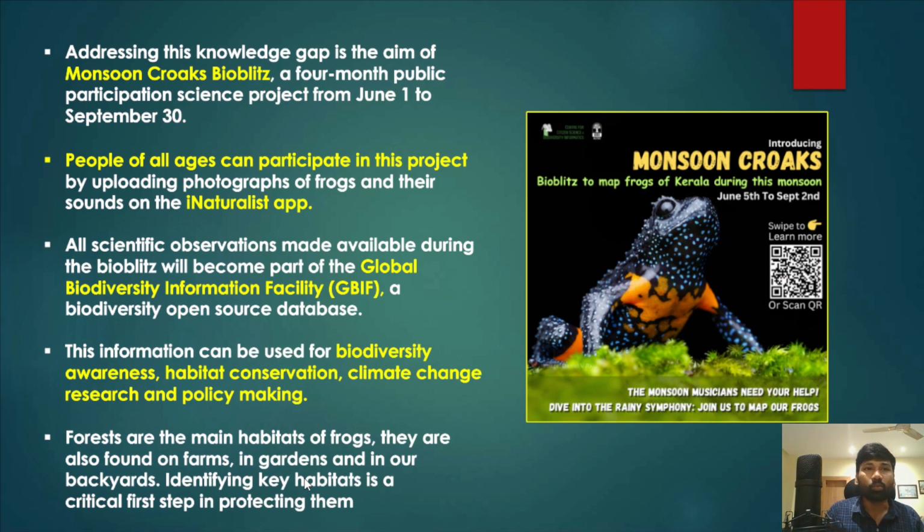Right. So this Monsoon Croaks BioBlitz is essentially aimed at bridging the existing knowledge gaps with respect to the existence of different frog species. Okay, and this is a four-month-long participatory science project. It starts from June 1 to September 30. In fact, people of all ages can participate in this project. There are no restrictions on who can participate. They can simply upload photographs of these frogs and their sounds on the iNaturalist app. Anyone who has seen any frog can participate in this BioBlitz survey.